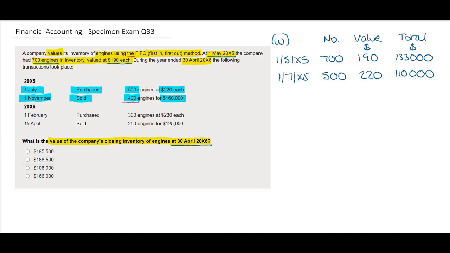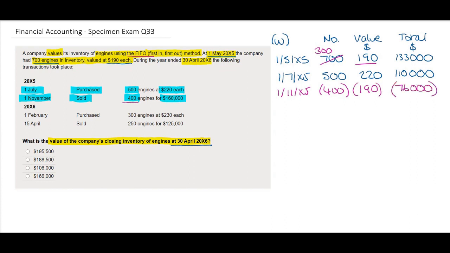We know we are using first in, first out, and so when selling these engines, they would have removed the earlier stock. Therefore, the 700 that we had at the beginning of the year, we're going to take 400 from. This will leave us with 300 engines left, and we'll be using the value of $190. Therefore, putting that in my working, on the 1st of November, I've sold 400 engines. I'm using the 190, and so the total removed is $76,000.